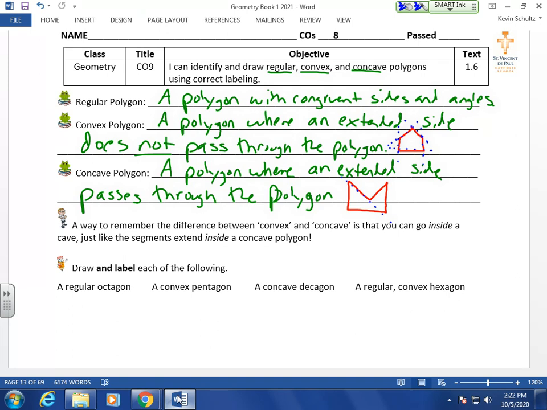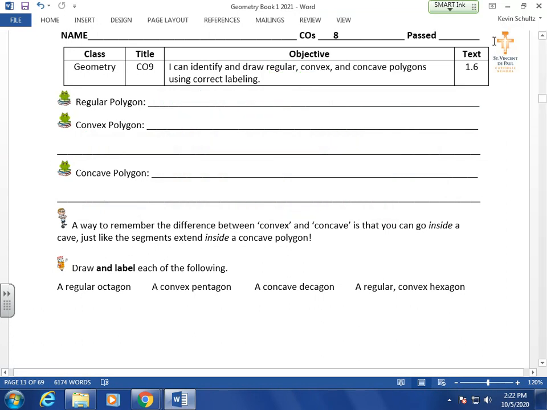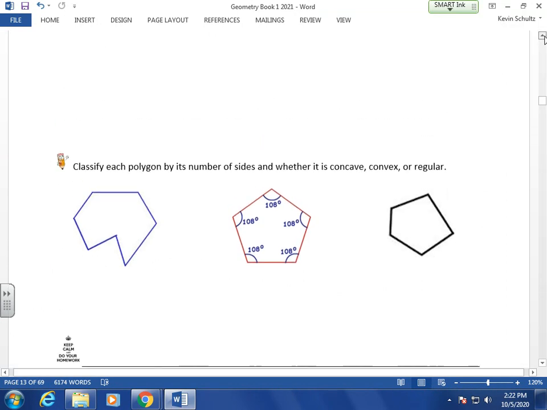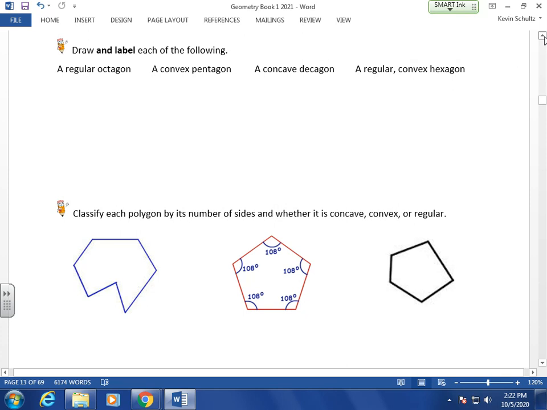Okay. Do you see the difference? Is it clear? Good. Thumbs up. Okay. So going down here, a nifty tidbit. Look at this. A way to remember the difference between convex and concave is that you can go inside a cave, just like the segments extend inside a concave polygon. That's classic Schultz thinking right there. Okay, put that on a help sheet. Big brain indeed.